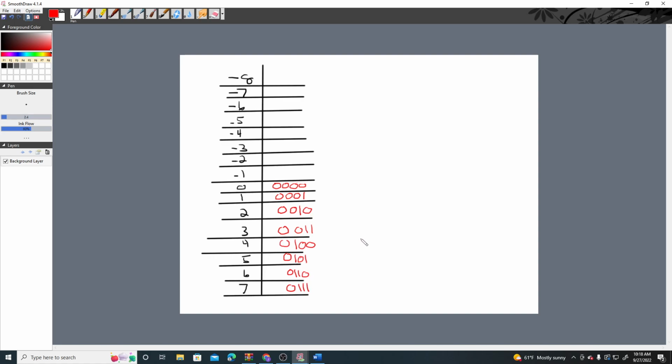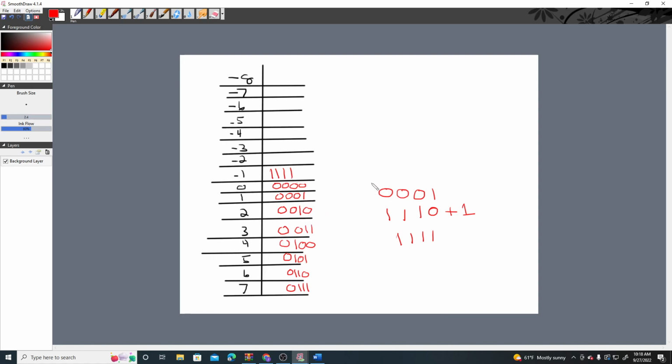Now, in order to represent the negative numbers, we're going to flip the bits of each number. Like, for example, negative 1. We're going to take 0, 0, 0, 1, and we're going to flip all the bits. 1, 1, 1, 0, and then we're going to add 1. So we're going to flip all the bits, and then add 1. So this becomes 1, 1, 1, 1. So negative 1 is 1, 1, 1, 1.